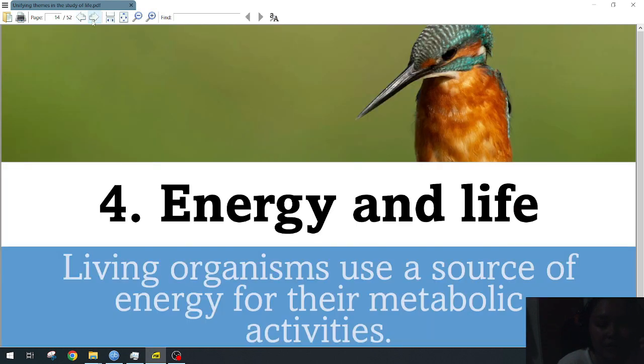Next is the energy and life. Okay. So when we talk about this, we talk about the transfer of energy from one organism to the next. So basically that is the food web or the food chain, di ba? O, you already know that merong producers and then merong consumers, primary consumers, secondary, tertiary, and all. Decomposers, okay? So, living organisms use a source of energy for their metabolic activities.